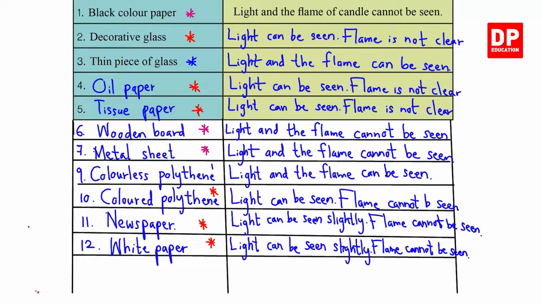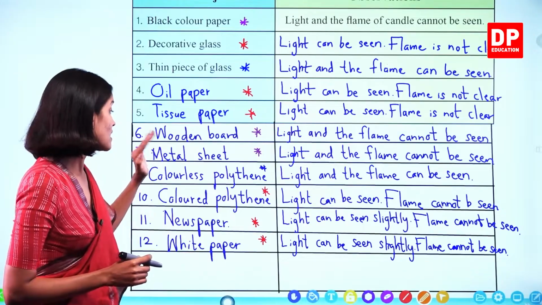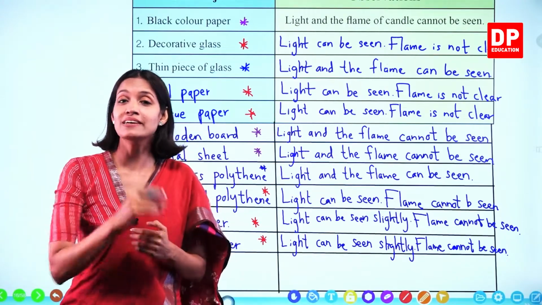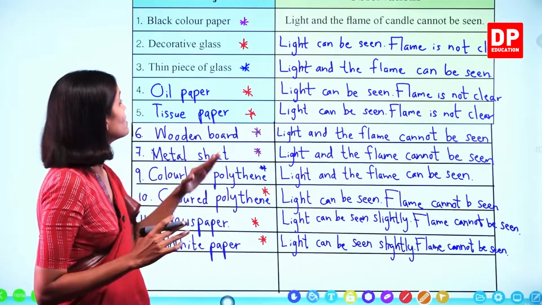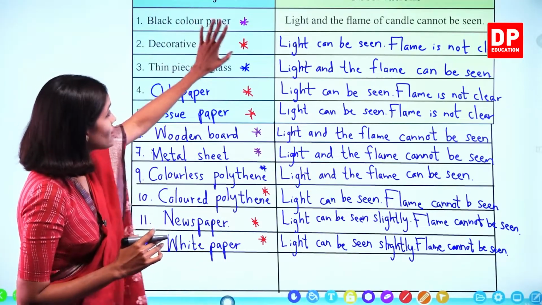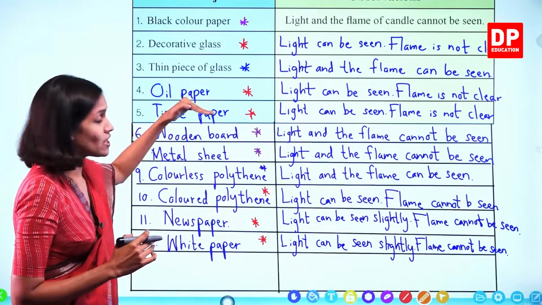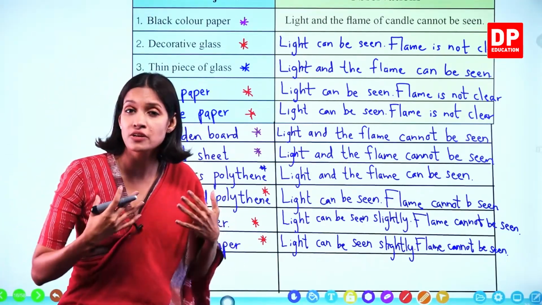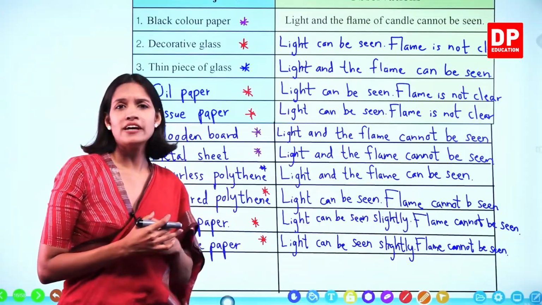And then colorless polythene. Look at these 2 materials. When you look through thin piece of glass or the colorless polythene, what happens? You can see from the other side, you can see the candle flame and the light of the candle very clearly. Right? So it means when you look at these observations, these materials let light pass through them in 3 different ways. Right? So light behaves in 3 different ways with all these materials. What is the reason behind this, children?